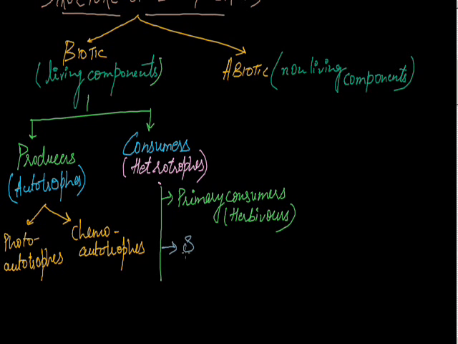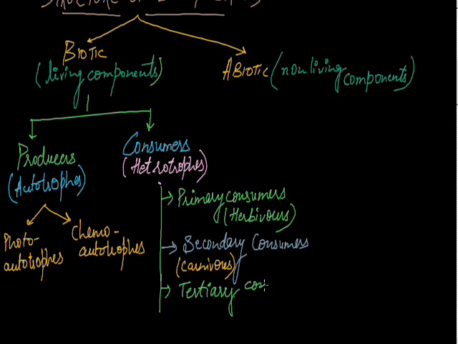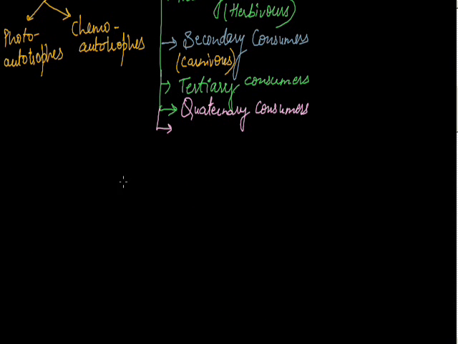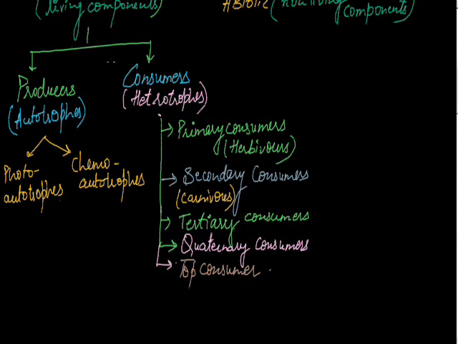Next, the secondary consumer, which eats the primary consumers, that is the animals, so they are known as carnivores. Next, the tertiary consumer, which will feed on the secondary consumers. Next, quaternary consumers, and the last we'll call top consumers.